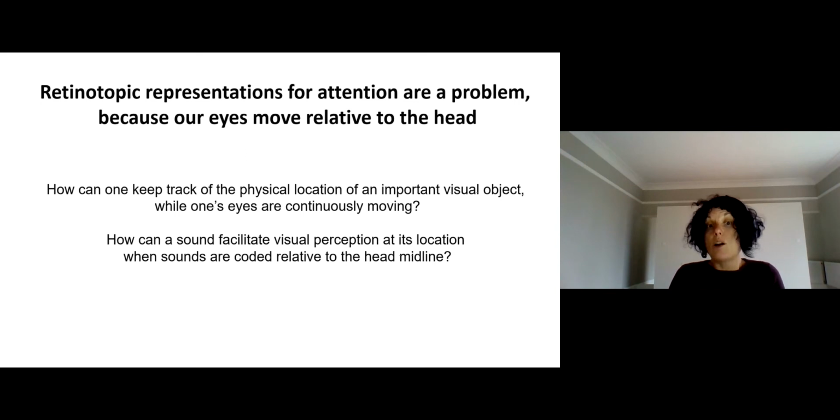This is how our sensory receptors code sensory information, and because they move relative to each other, it is important to incorporate information about the rotation of the eyes in the orbits, and information about the rotation of the head on the trunk.